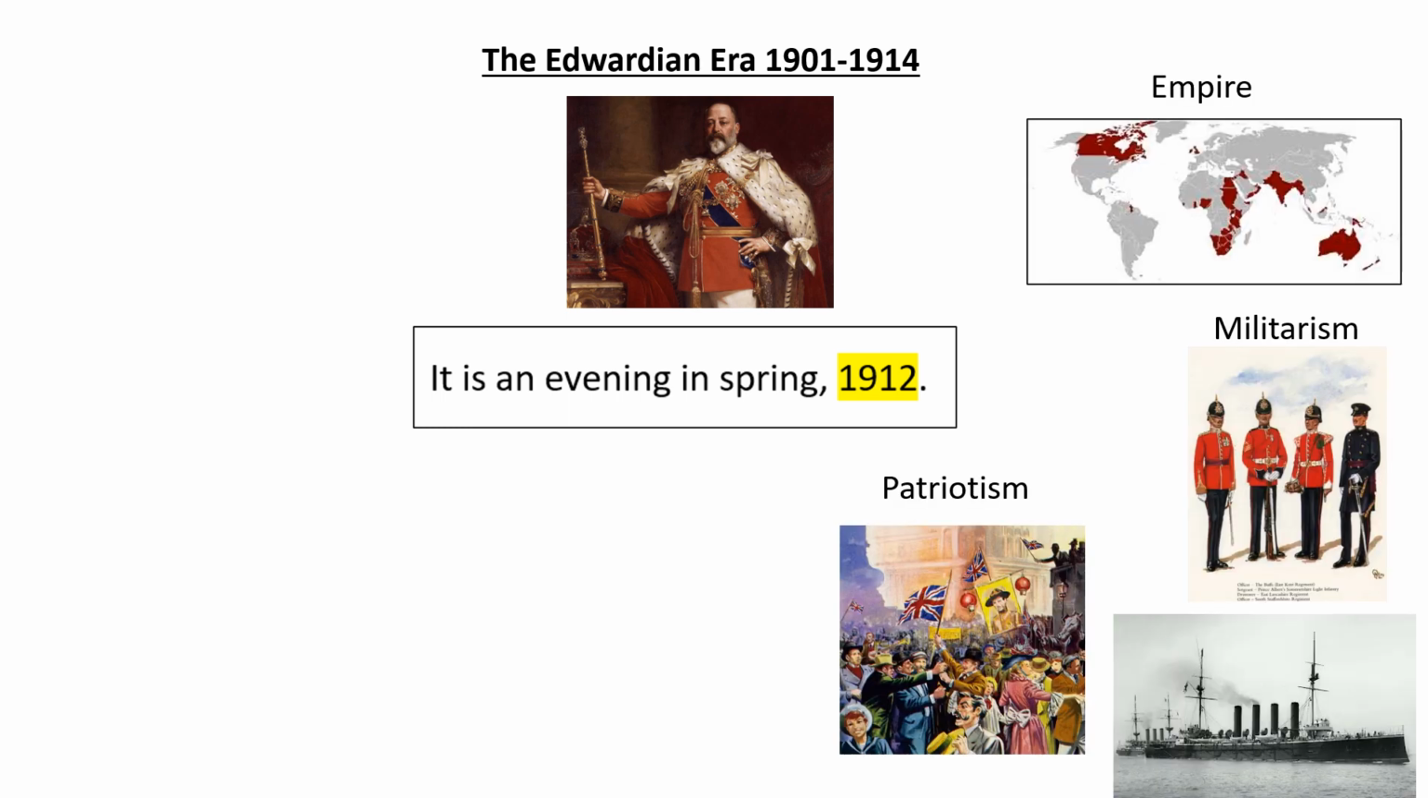Okay, so what was life like in Britain in 1912 or in the Edwardian period? Well, British empire and colonialism was at its height. The British had the biggest empire in the world, and so this is a time in which Britain was at its most powerful, and it kept that empire by having an extremely strong army and an extremely strong navy. It was a very militaristic society.